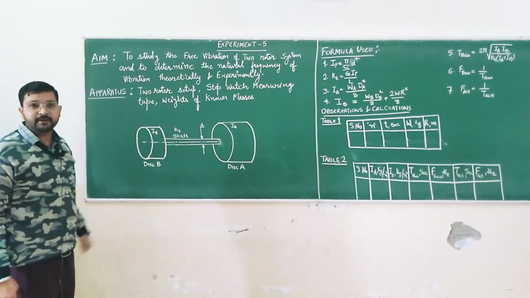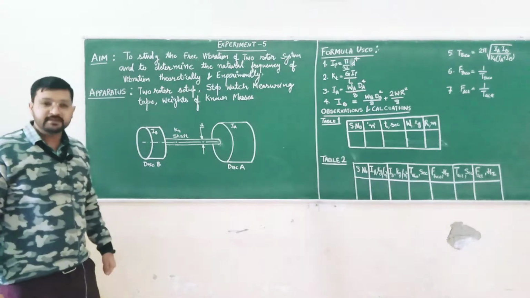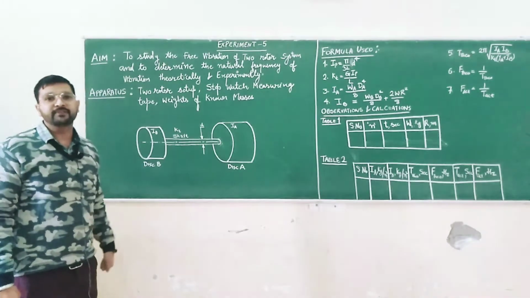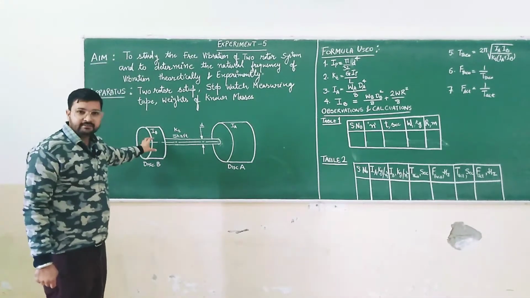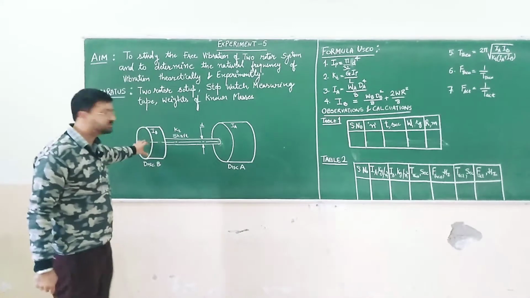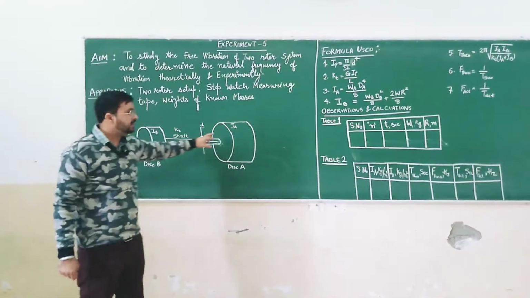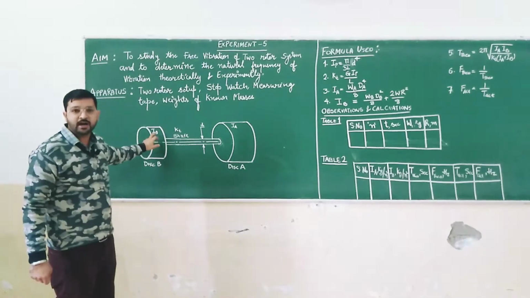For this experiment we require a two rotor setup, a stopwatch, a measuring tape and some weights of known masses. In our setup we have two discs. One is disc A, another one is disc B. Disc A has moment of inertia IA. Disc B has moment of inertia IB.